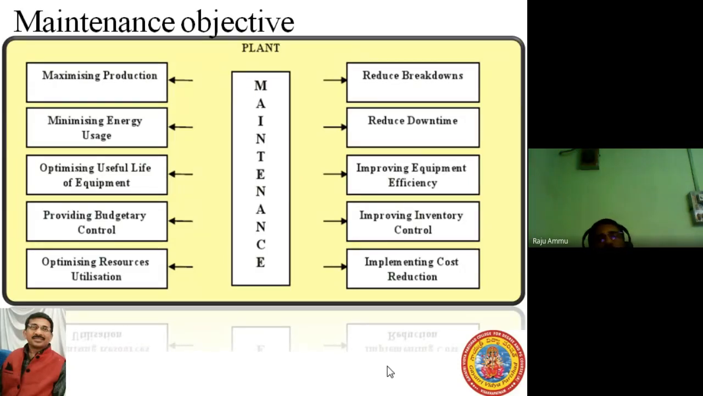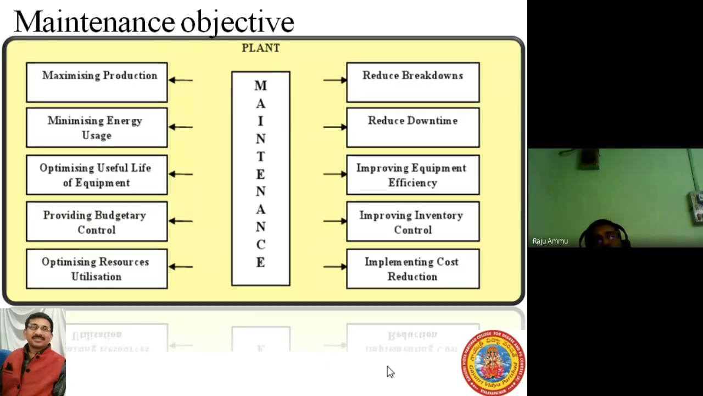Okay, so optimizing useful life of equipment. See, the machinery may have its own life. For example, if your supplier of the machine has given you a promise that it is going to work for 5 years, and if you are continuously maintaining it, definitely you'll be reaching that particular 5 years. And sometimes because of your excellent maintenance, it may even function beyond that time also.